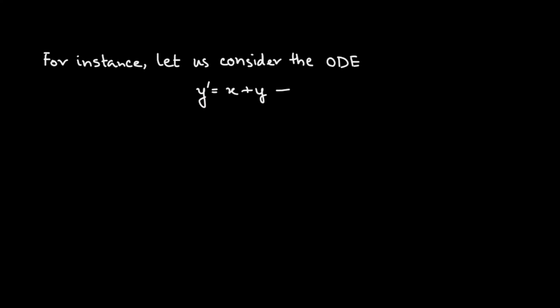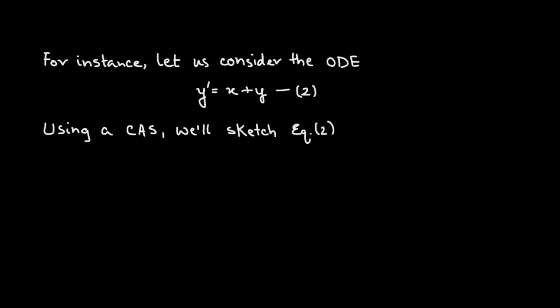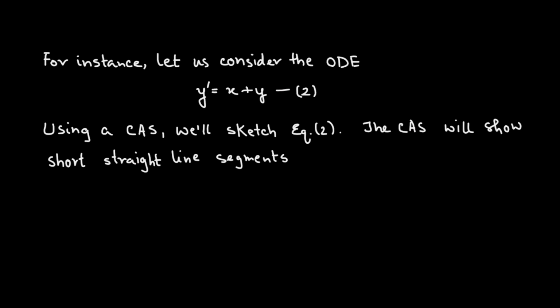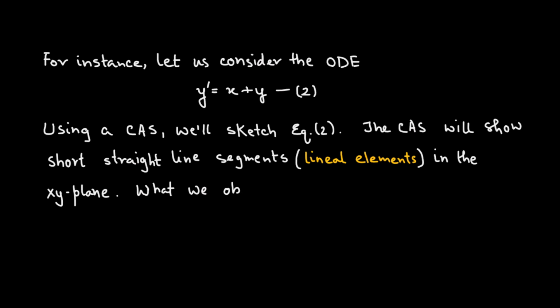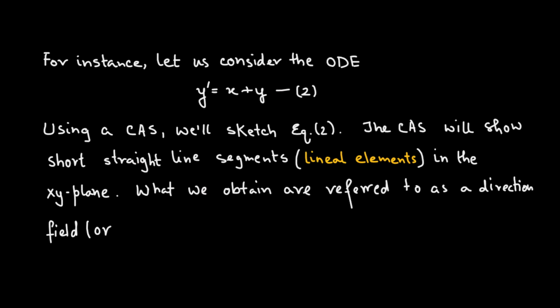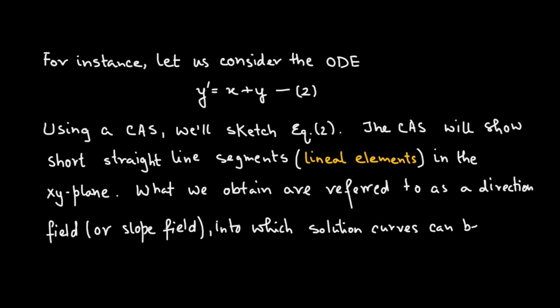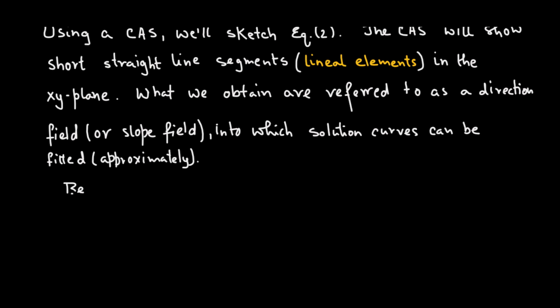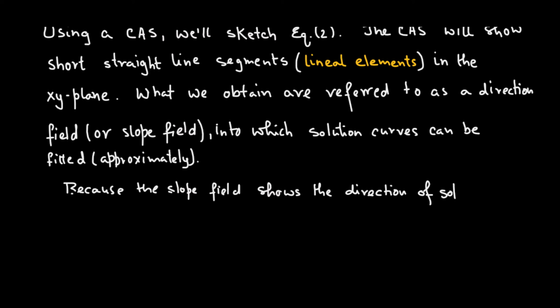For instance, let us consider the ordinary differential equation derivative of y with respect to x equals x plus y. Equation number 2. Using computer-aided software, we will sketch equation number 2. The software will show short straight line segments, also known as linear elements, in the xy plane. What we obtain is referred to as a direction field or slope field into which solution curves can be fitted approximately. Because the slope field shows the direction of solution curves, it could reveal common qualities of the entire family of solutions.